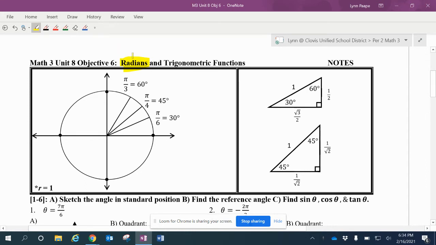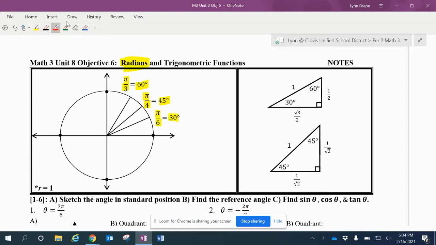One of the pieces that we're going to be working with is, when do we have a 60-degree angle? What is that equivalent to? That would be pi over 3. When is 45 degrees equivalent in radians? That would be pi over 4. And 30 degrees would be equivalent to pi over 6.